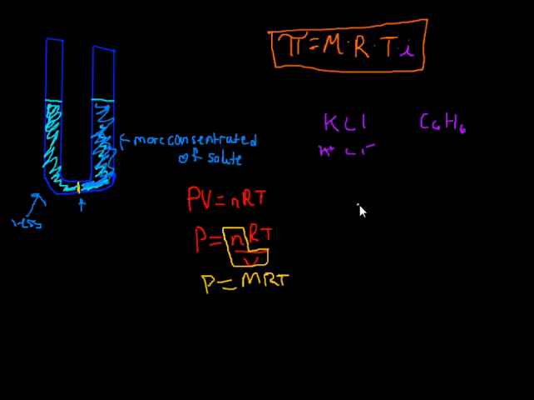If it was something like (NH4)2SO4, it would dissolve into 3. There are 2 ions of NH4 and there's 1 of SO4, so i would end up being 3. Okay? So let's do some practice problems dealing with that.